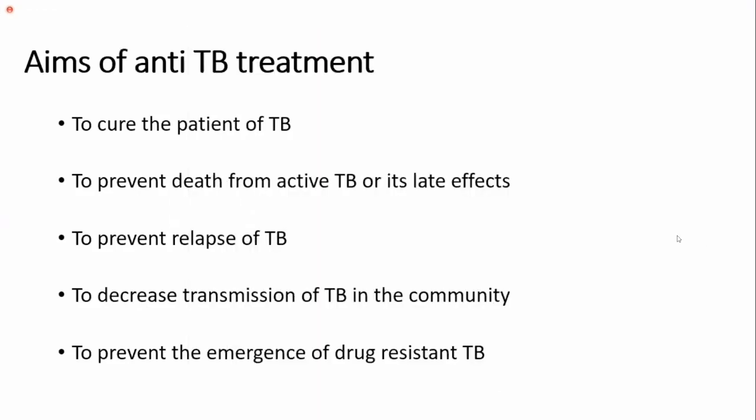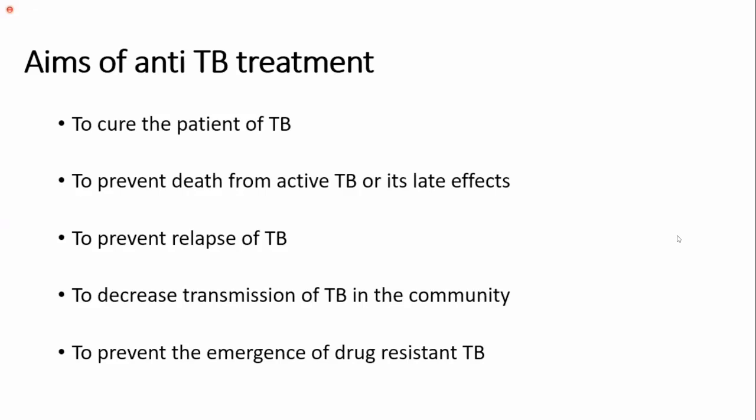So what we try to achieve by treating tuberculosis in the first place is that we have to treat the patients who are having tuberculosis. And we want to prevent the death from tuberculosis and also prevent any complications that come with tuberculosis. And we also want to treat patients so that they will not get a relapse of tuberculosis. As you know, you very well know that there is latent TB or the post-primary tuberculosis. So we want to prevent that.